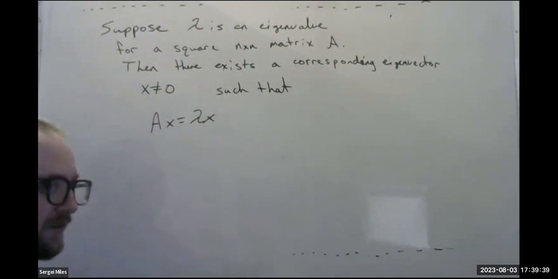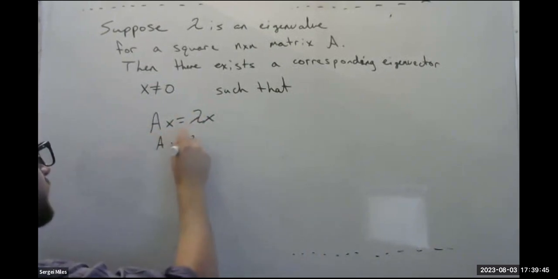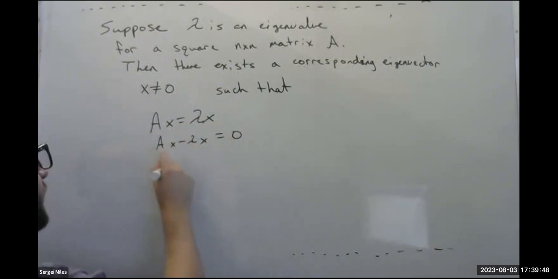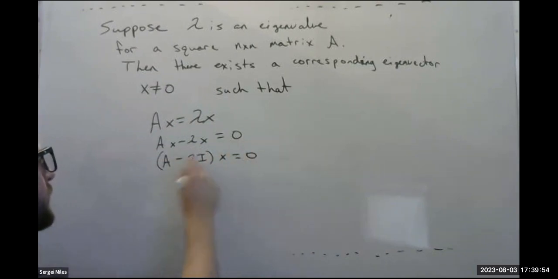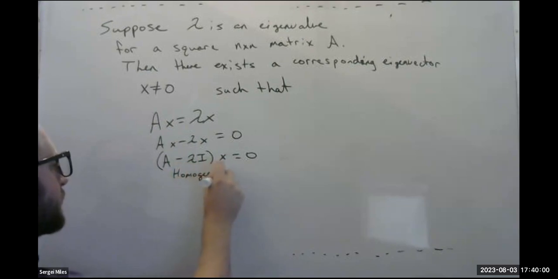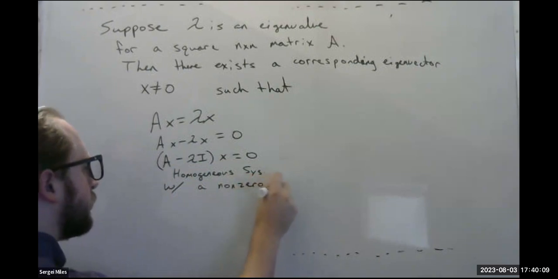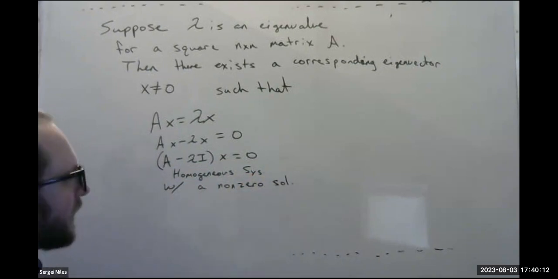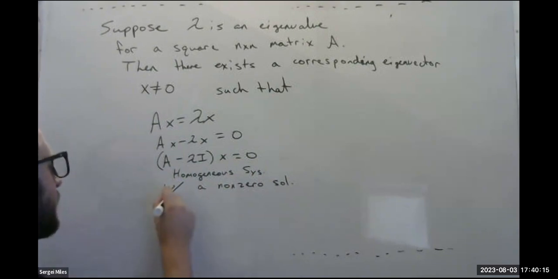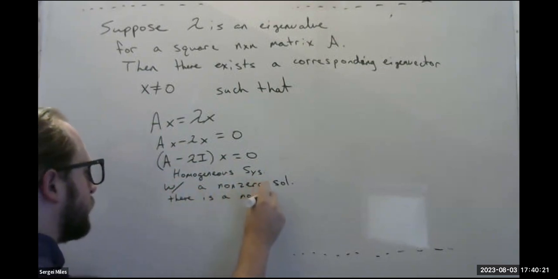Well, the hint that I gave during 5.1 was, first, if we subtract everything to the same side, we can factor out the x. And notice this is a homogeneous system because it's a matrix equation set equal to 0 with a non-zero solution. Well, because it has a non-zero solution, that means there is a non-trivial solution.